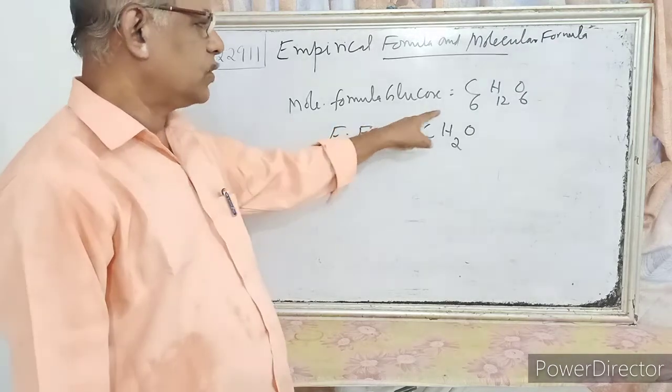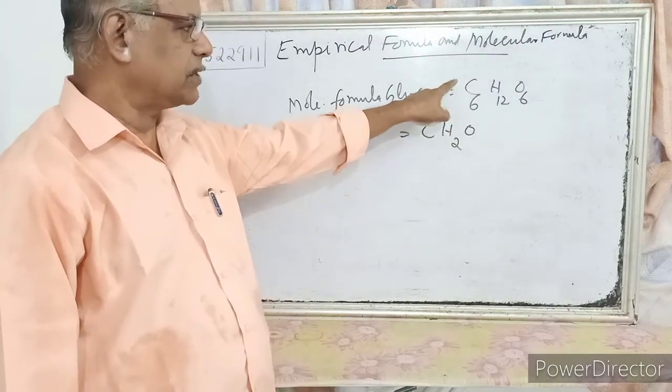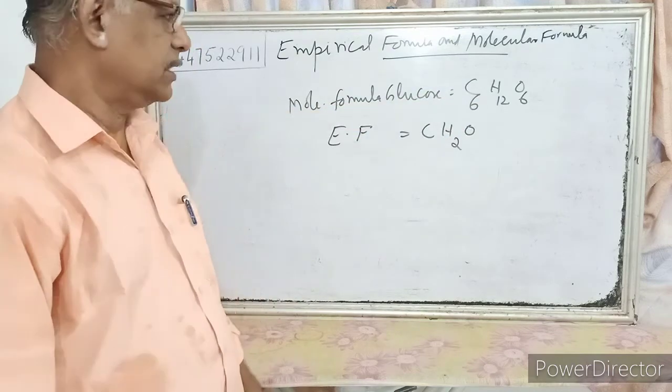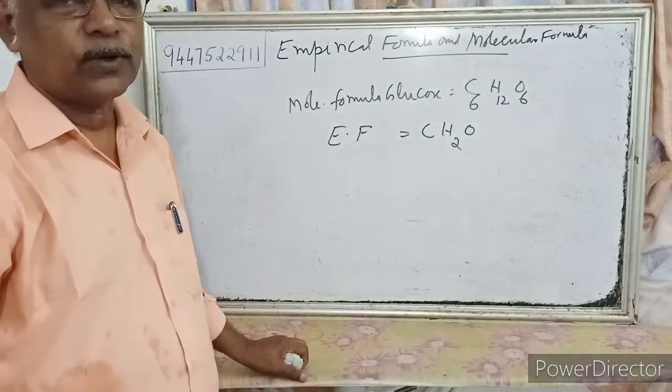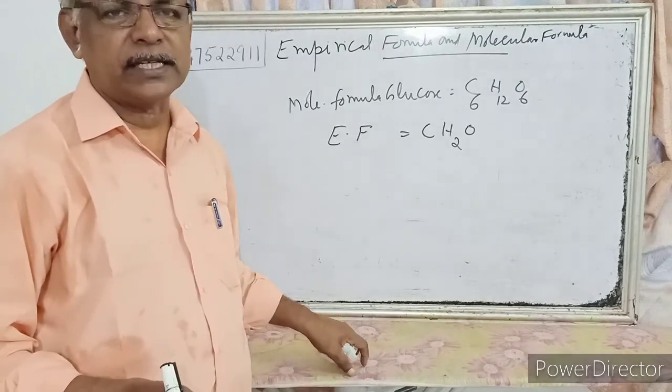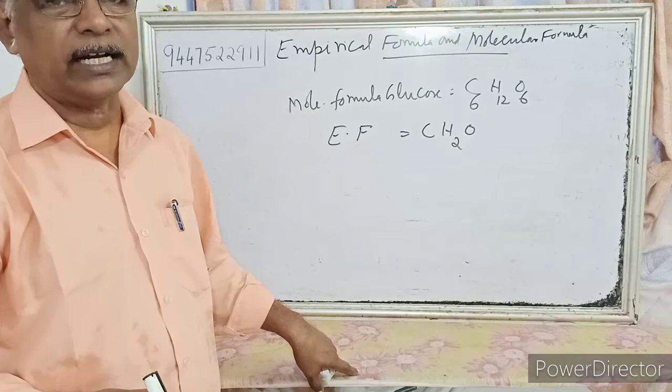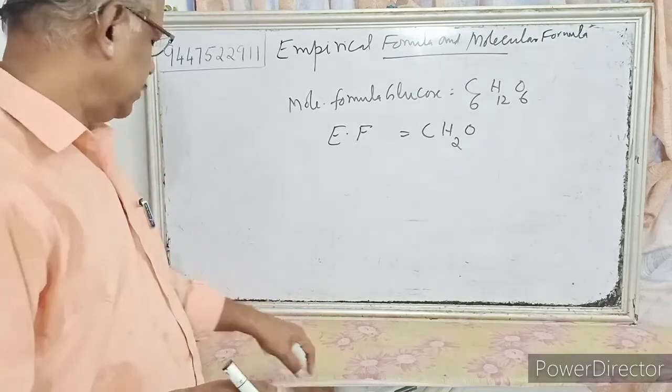And molecular formula shows the actual number. There are 6 atoms of carbon, 12 atoms of hydrogen and 6 atoms of oxygen. Empirical formula shows the ratio of the different atoms present in a molecule, and molecular formula shows the actual number of atoms present in the molecule.